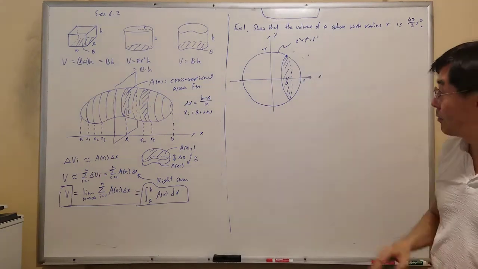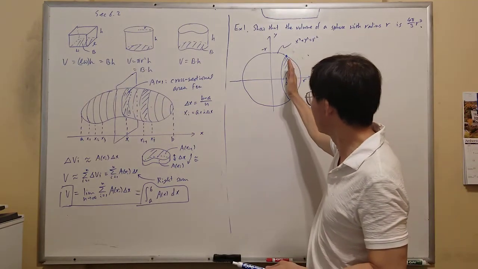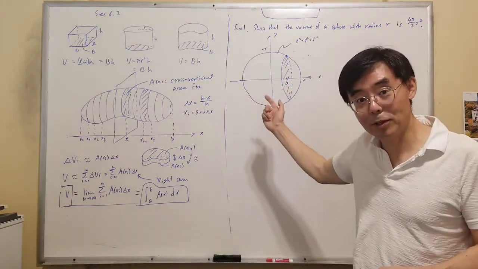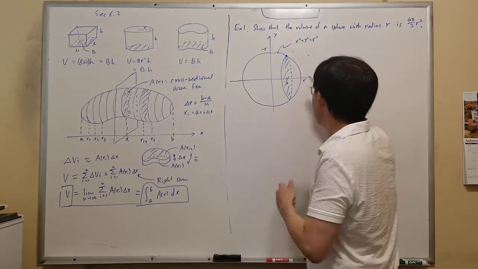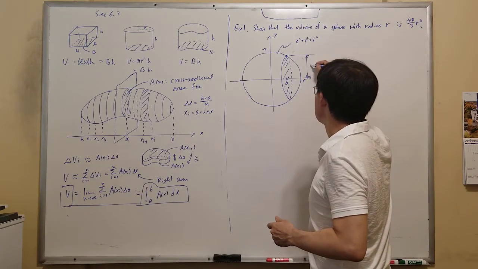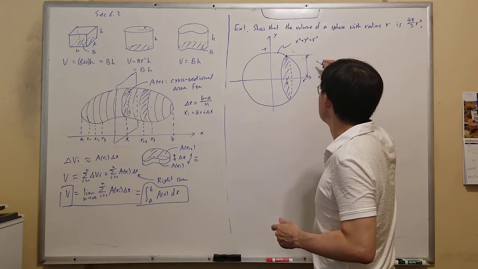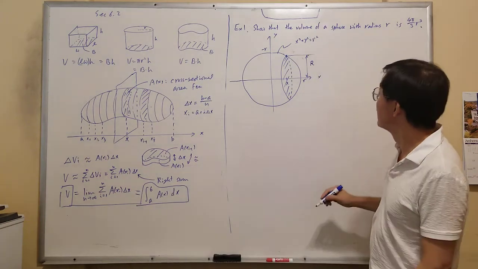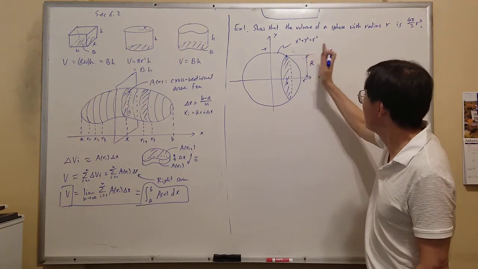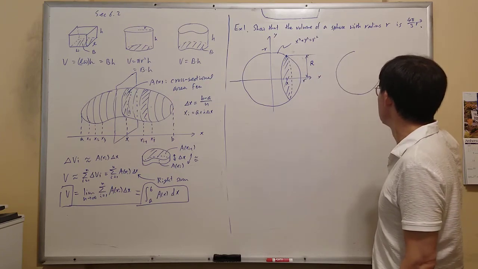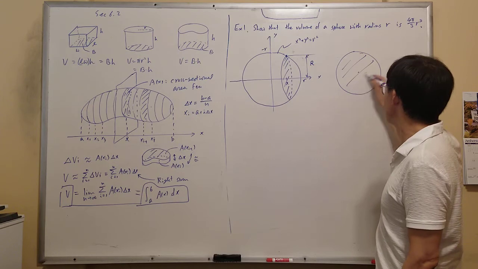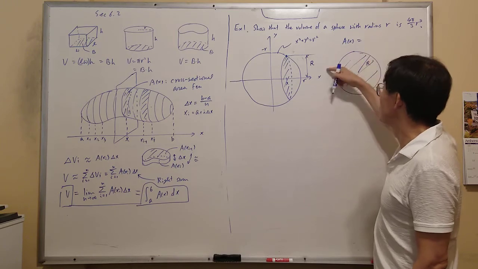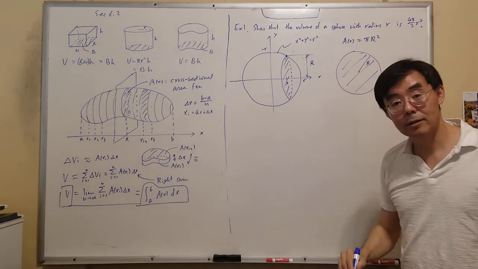Okay. Obviously, when you have a sphere cut perpendicular to the x-axis, the cross-sectional shape will also be circular, right? So I'm going to call this radius, let's say, radius r. Now, if you cut it and open up here, this will be a circle with radius r. So, your cross-section area is pi capital R squared.